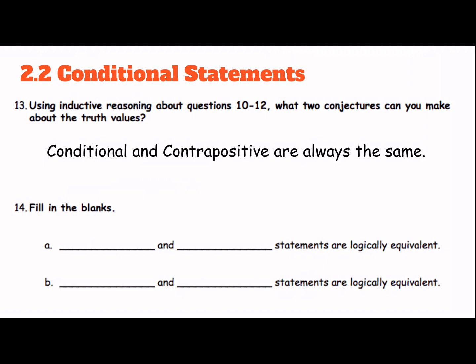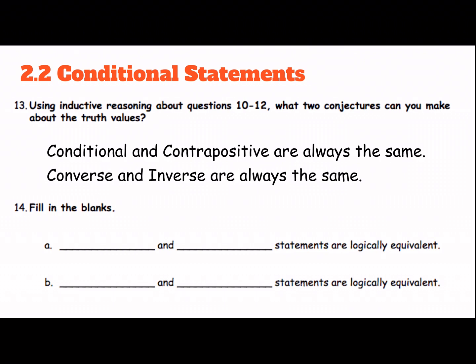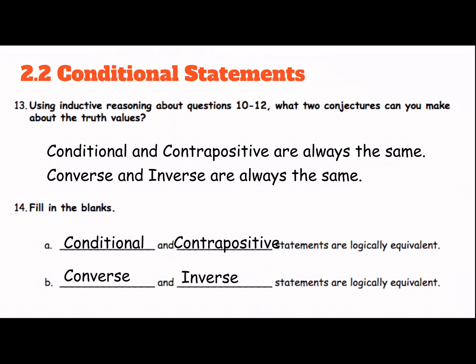All right, so the first one is you can see in all three examples, the conditional and the contrapositive are always the same. So you see if one of them's true, then the other one's true. Okay, if one of them's false, then the other one's false. And the second one is the converse and the inverse are always the same as well. So what we say here is that the conditional and the contrapositive are logically equivalent. And we can say the same thing about the converse and the inverse, that they are logically equivalent as well.